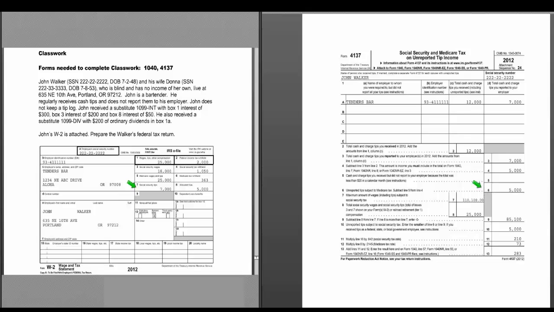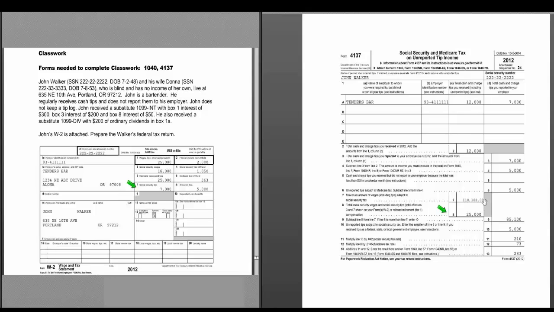Bring it down to line 6. Now here on line 7, this is a big number. It's the maximum amount of wages a person has to pay Social Security on during the year. And for 2012, it's $110,100 in income. Once you reach that level, you no longer have to pay Social Security tax on anything above that. We put in John's total income on line 8, and we can see he's well below that threshold. But this is a way of checking that you're not overpaying.